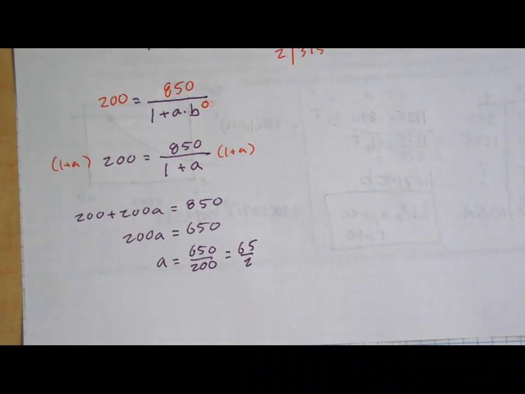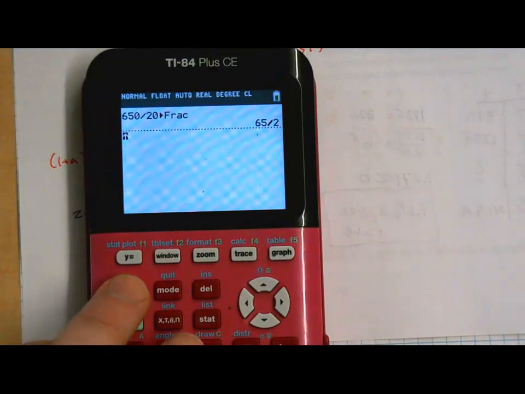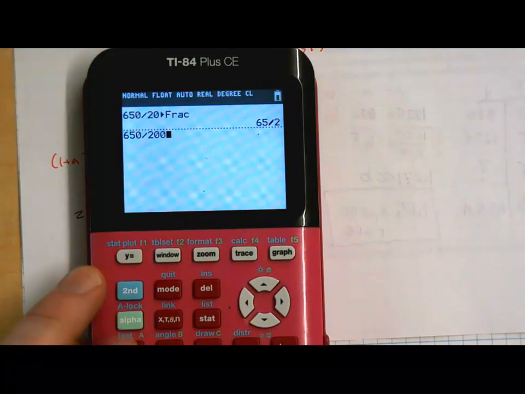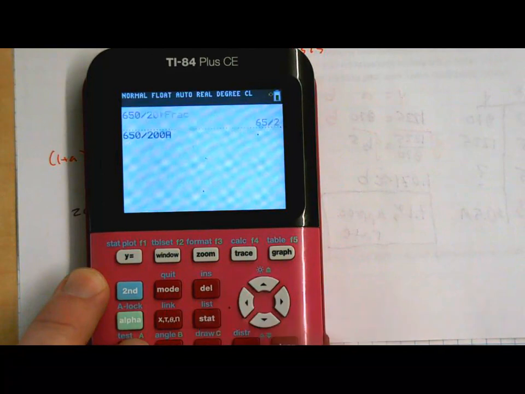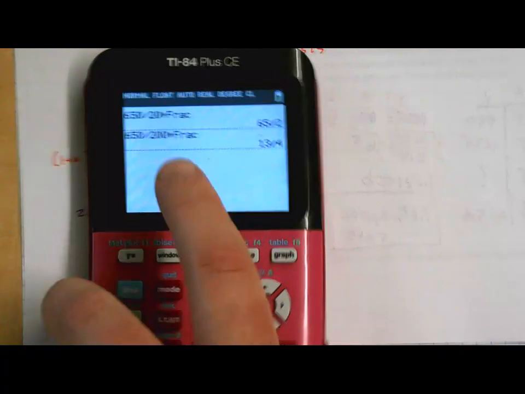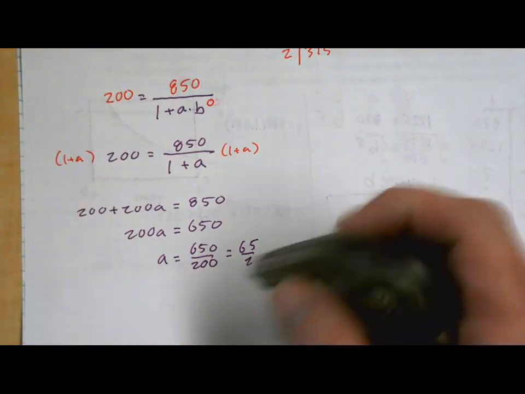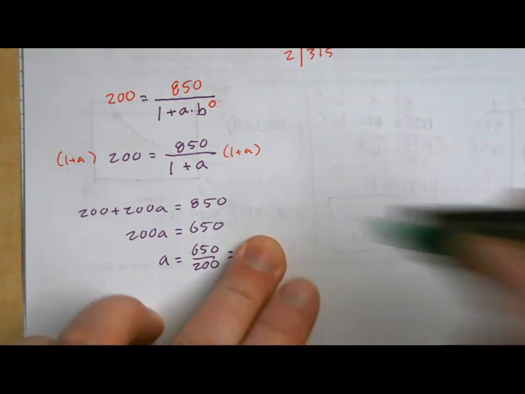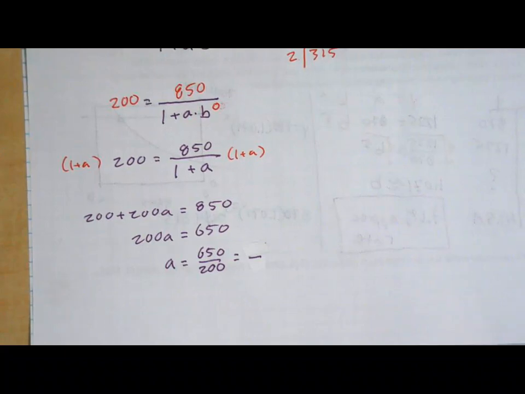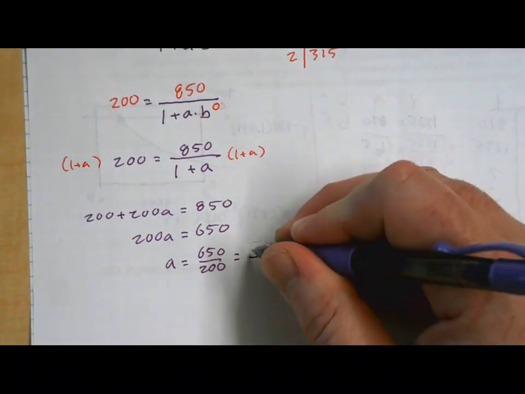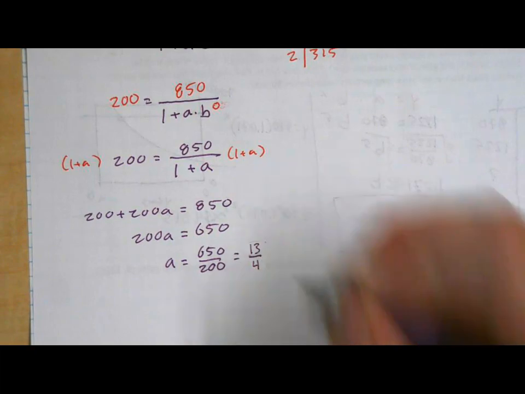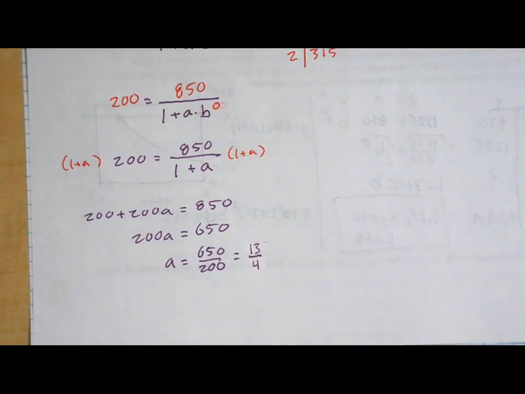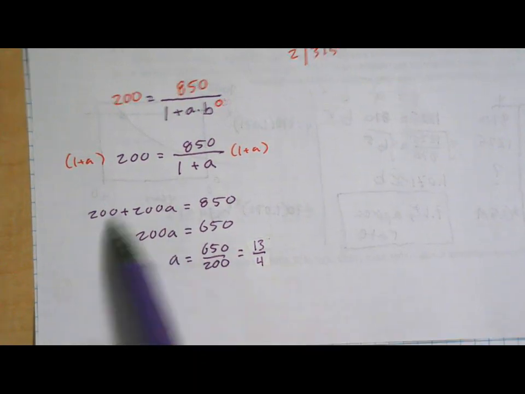That's not right. I didn't type that in right. There, 13 over 4, sound better? They're both divisible by 50. 13 over 4. The 650 came from doing minus 200 on both sides.